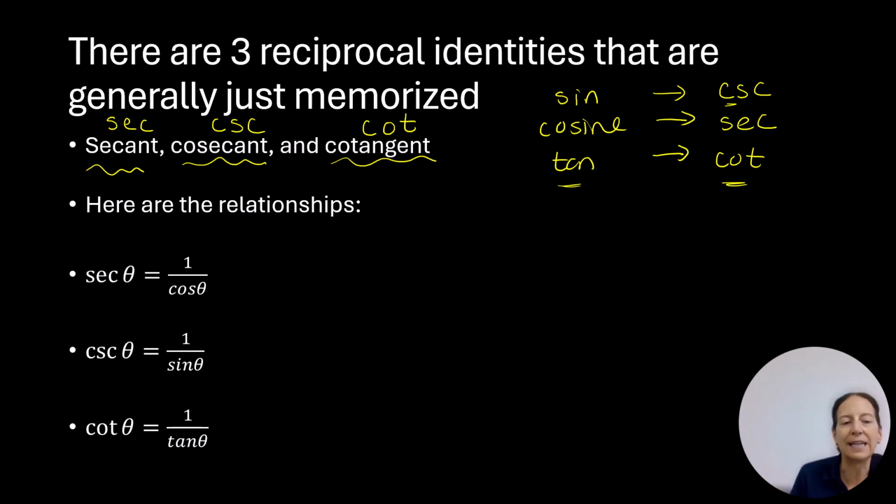So secant is defined as the reciprocal of cosine. Remember, reciprocal means to flip the fraction over. And so secant is 1 over cosine. Cosecant is 1 over sine. Again, every co goes with something that's not a co. So secant goes with cosecant, something that has a co in front of it. Cosecant goes with sine. And cotangent is the reciprocal of tangent, which is 1 over tangent.